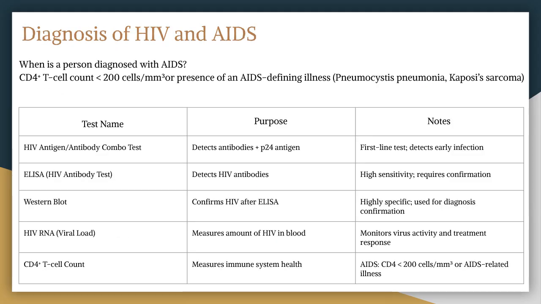Diagnosis. When is a person diagnosed with AIDS? When CD4 T cell counts are less than 200 cells per millimeter cubed, or with the presence of an AIDS-defining illness as mentioned earlier. The tests conducted to diagnose HIV are the HIV antigen-antibody combo, ELISA, Western blot, and CD4 T cell count.